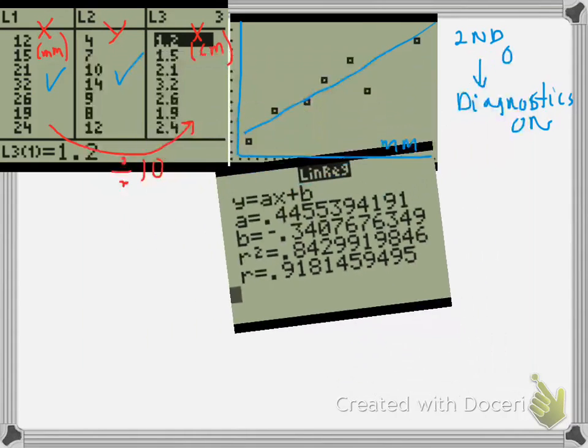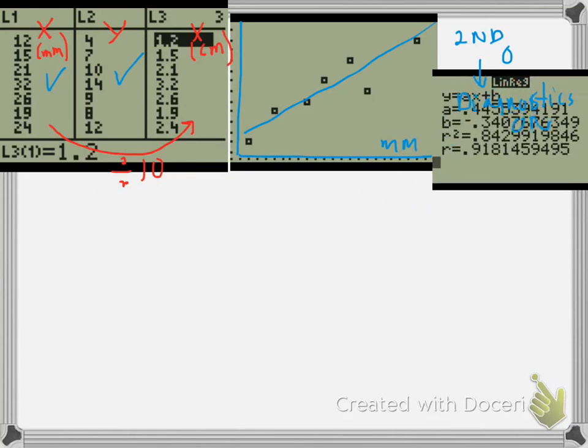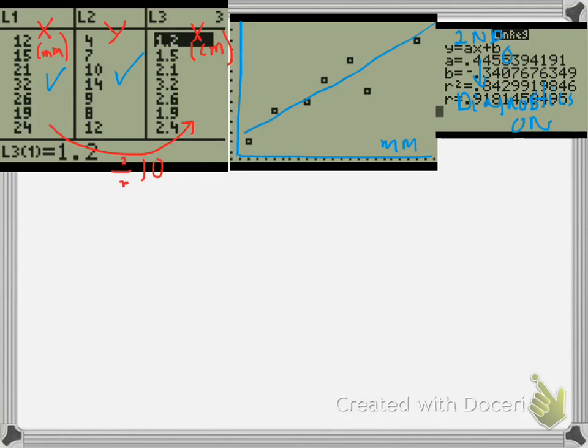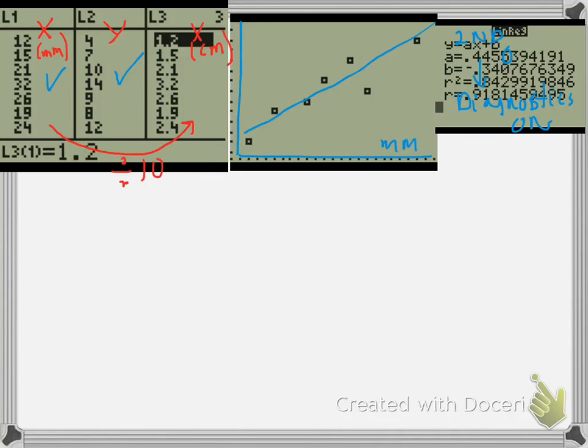Okay, I'm just going to shrink it to fit in here. And there it is right there. Let me erase some stuff here. Okay, so you can see that. And you can get the R value right here: 0.9181, let's just say 0.92. It's pretty strong. It's a strong positive linear relationship.